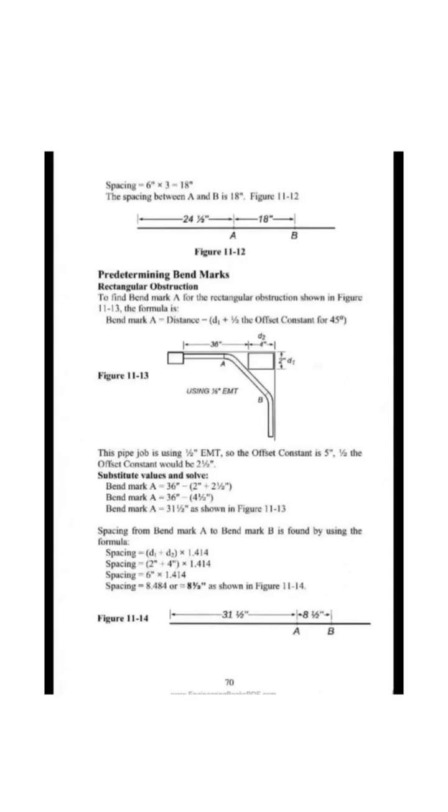Spacing equals 6 inches by 3 equals 18. The spacing between A and B is 18. Figure 11 to 12. Predetermining bend marks.